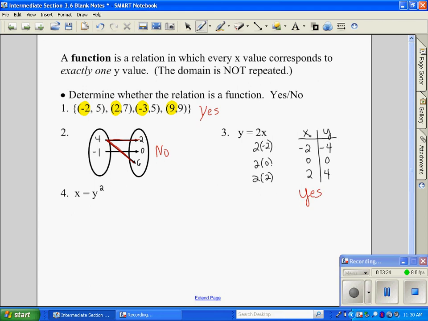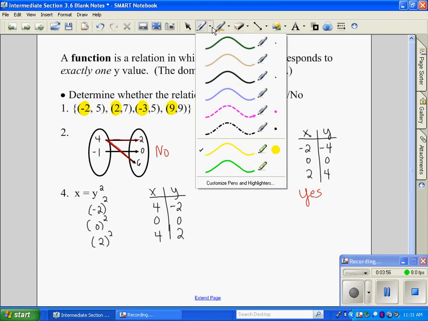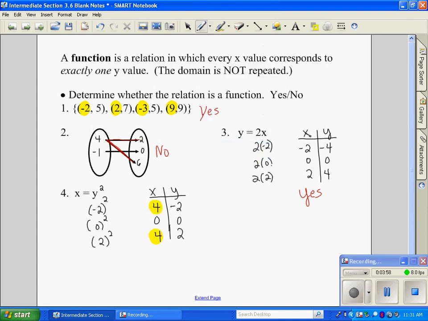And number 4, if I was to make an xy table, because this is solved for x, I'm going to pick values for y. So let's just pick some similar ones, -2, 0, and +2, and put those in place of y. If I put -2 in there, -2 squared is +4. If I put 0 in there, 0 squared is 0. And this time if I put +2 and square it, I get 4. But if you look now, you notice that this x value, our domain, repeats, which means no, this is not a function.